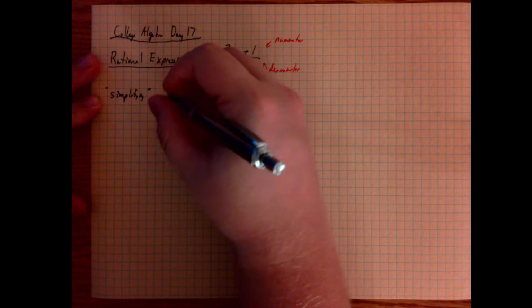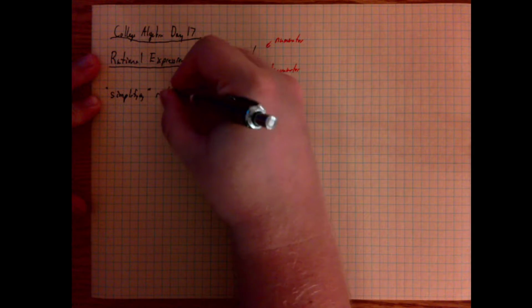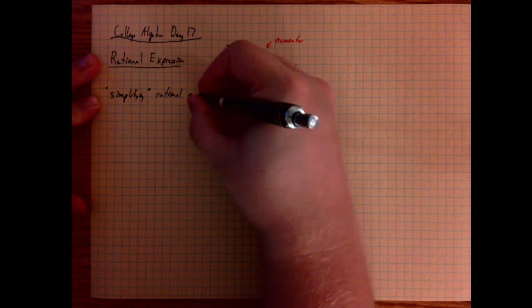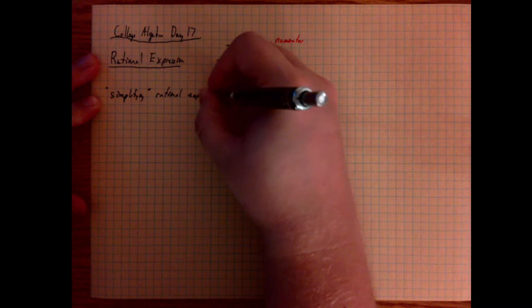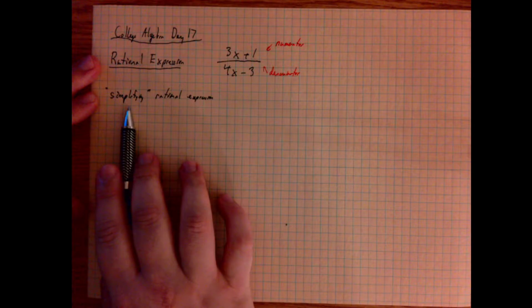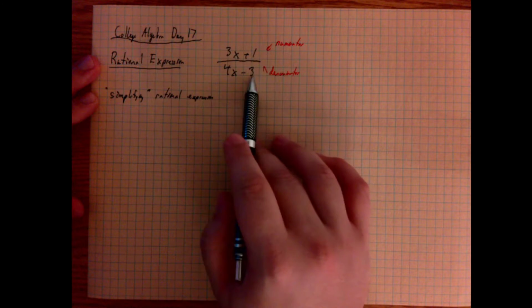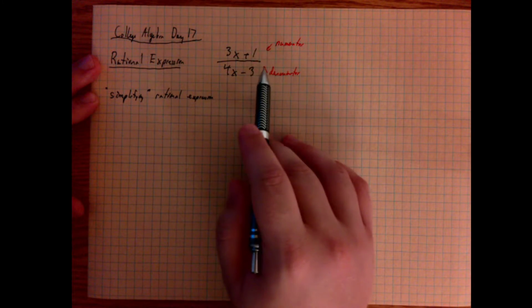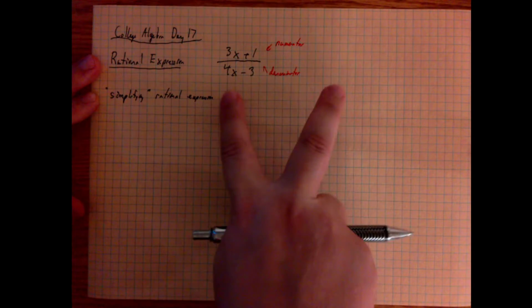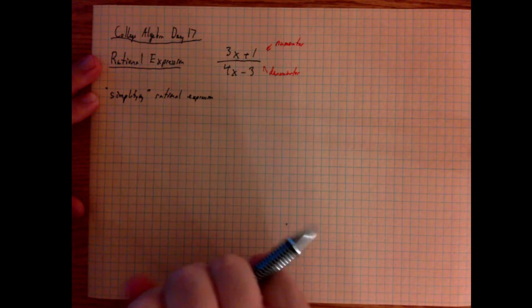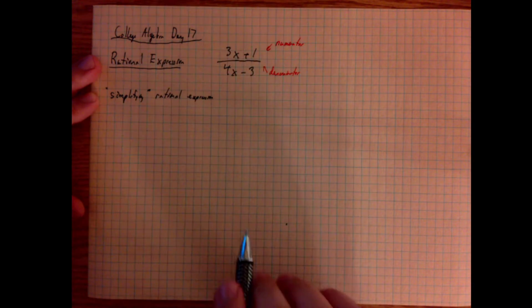Now, we've used this word simplifying a lot. Simplifying just means to reduce complexity. Now, in this case, the simplification we're referring to is to either reduce the numerator, denominator, or preferably both, or if there's more than one rational expression, to combine those two together. So this is a problem with one rational expression.